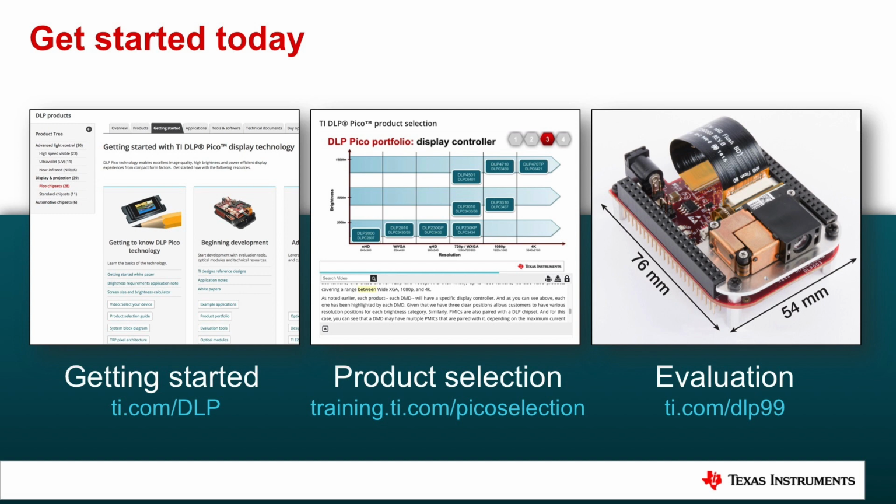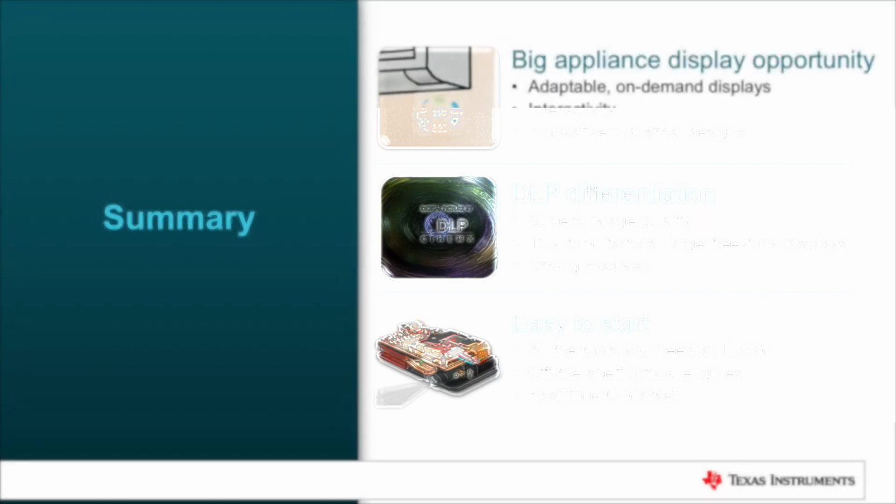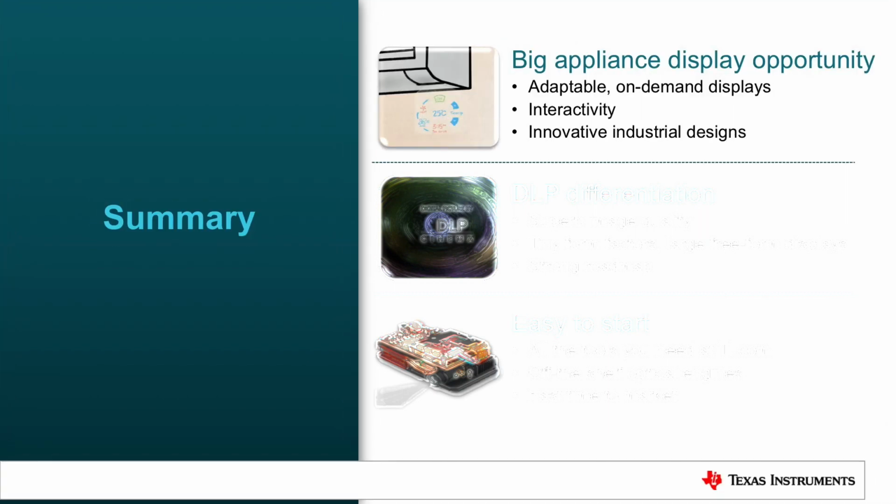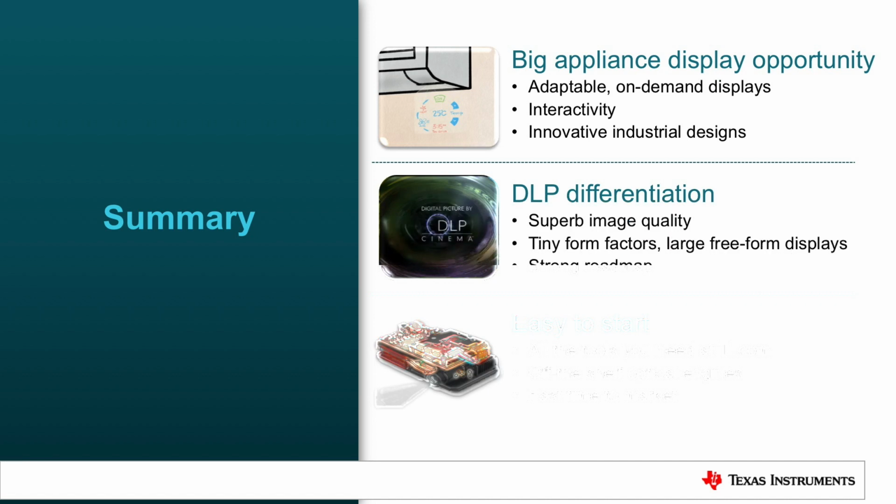Well, this is the end of the video. In summary, I just wanted to let you know that this is a big opportunity to leverage DLP Pico technology in the major appliance category with adaptable on-demand displays, resulting in innovative industrial designs and interactive control panels. Definitely, DLP can provide quite a differentiation with excellent image quality, extremely small form factors, and a very strong roadmap of products.